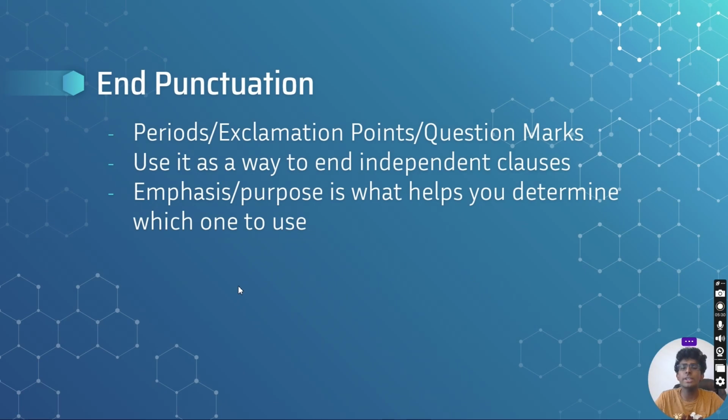All right, end punctuation now. These are periods, exclamation points, and question marks. You're using these as a way to end independent clauses. And the emphasis or purpose is what helps you determine which one to use. So if you don't want much emphasis on a sentence, you can just use a period. If you want emphasis, you use an exclamation point. And if you want to say it as if it's a question, obviously you'd use a question mark. These are only used to end independent clauses alone, though.